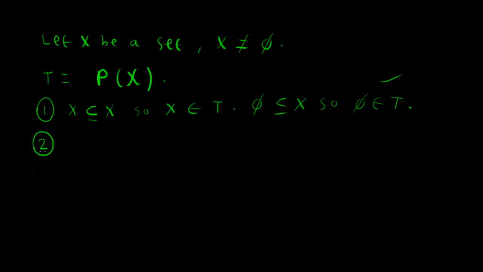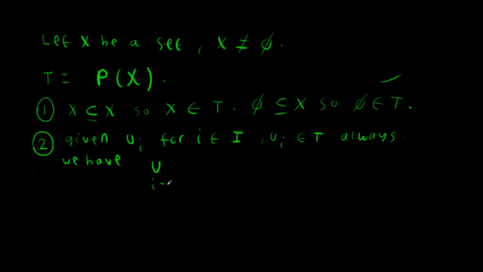Condition number 2. Well, if I take some subsets of X and I union them together, I still have a subset of X. I'm essentially saying, given Ui for i in an index set, capital I, and let me put Ui is in T. The Ui is in T always. We have the union.